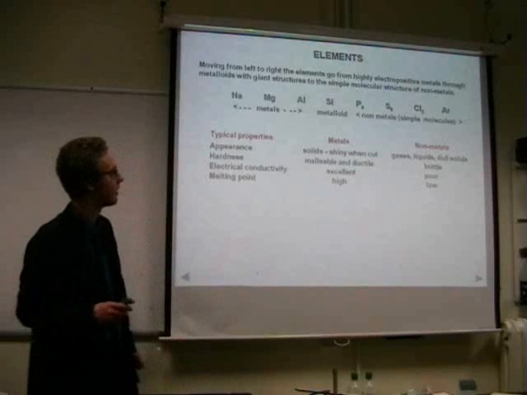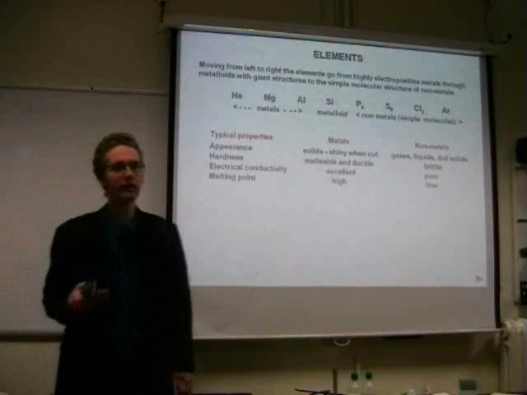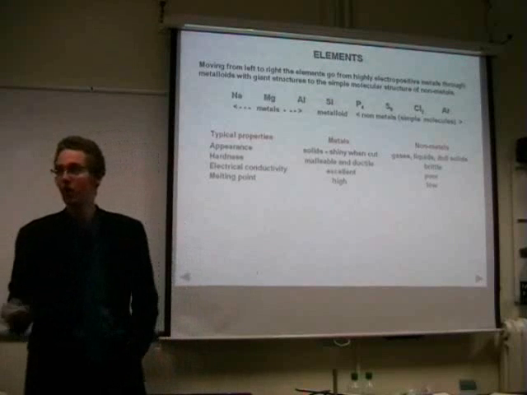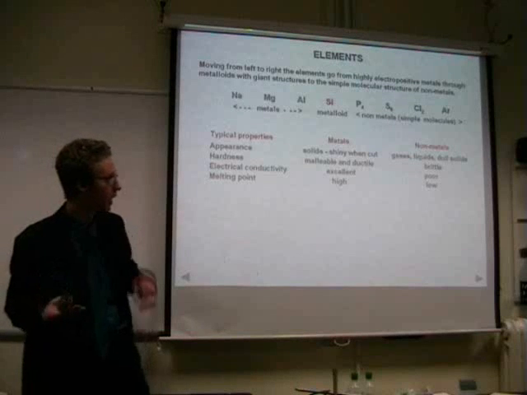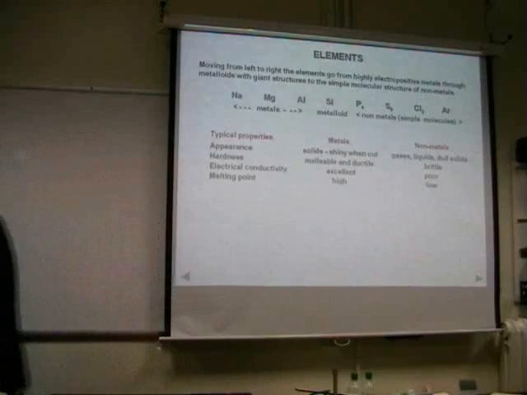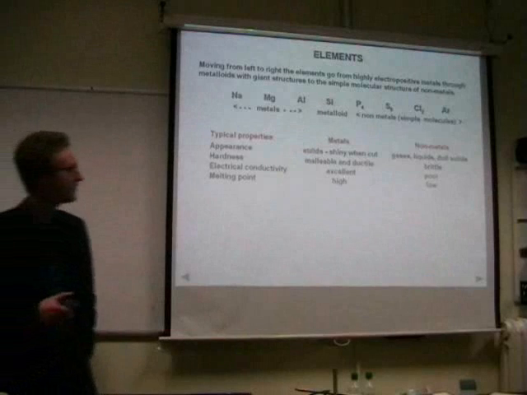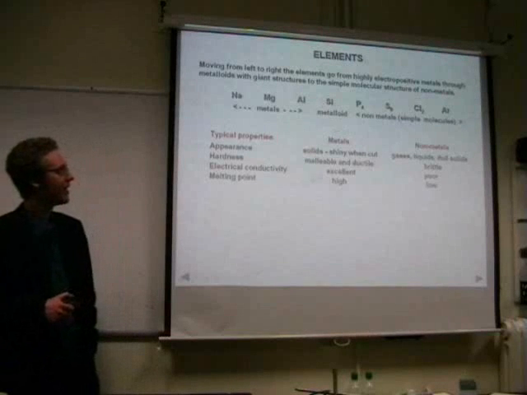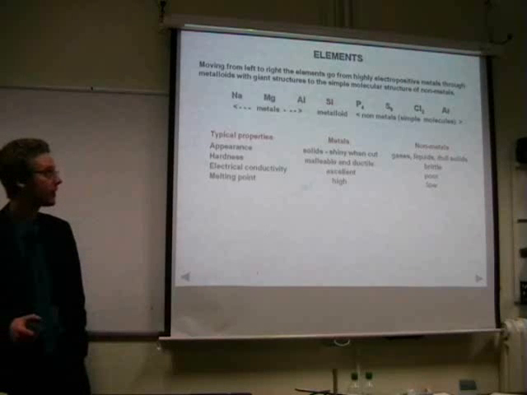Excellent. So, typical properties. As you'd expect, the metals are shiny, the non-metals aren't, and so on. Metals are malleable and ductile, non-metals are brittle. The metals conduct electricity, no surprise there, and the non-metals don't. Finally, the metals have a high melting point, and the non-metals don't.